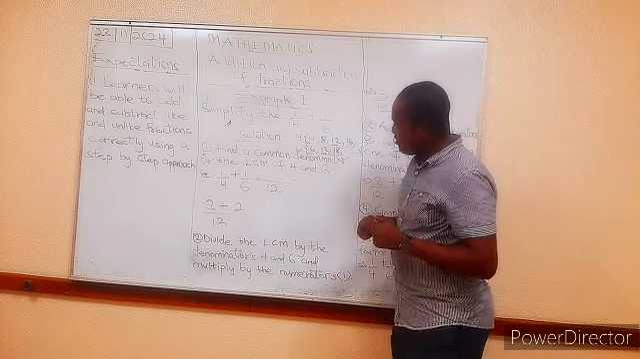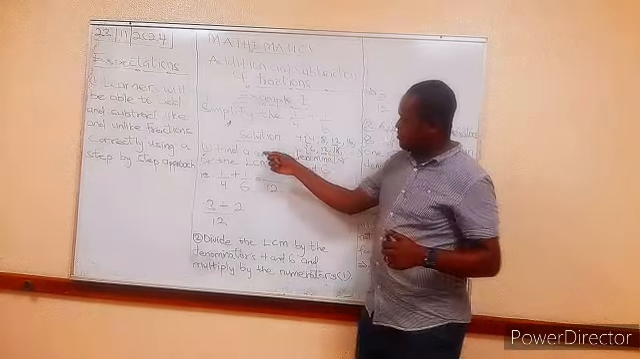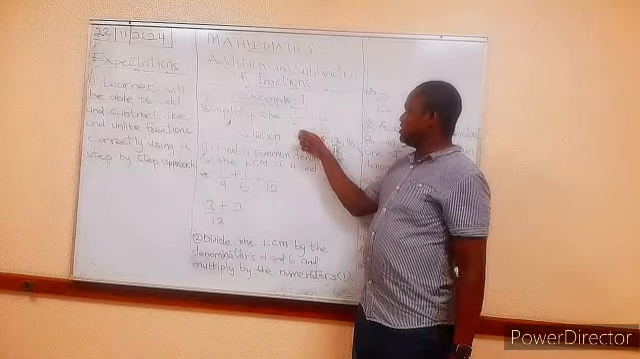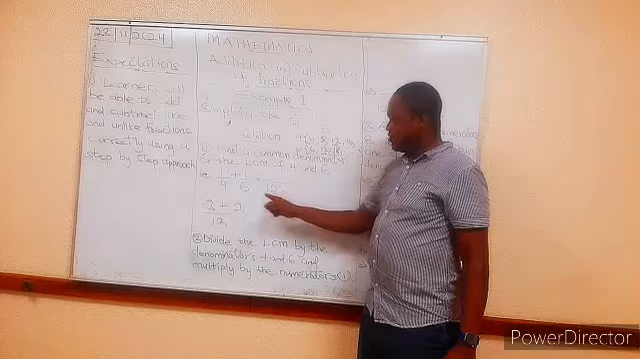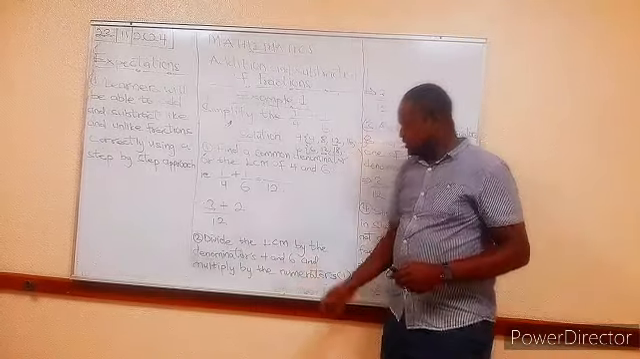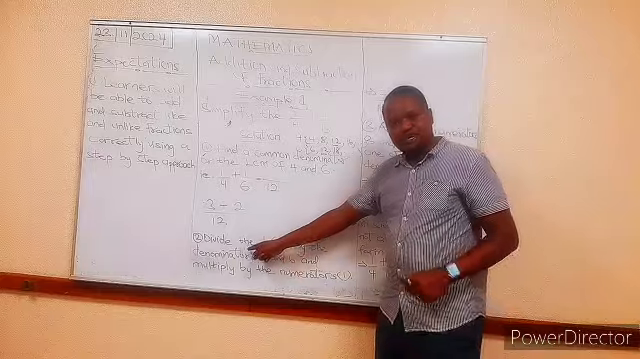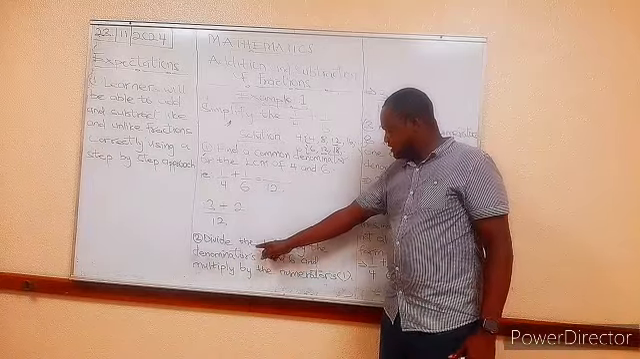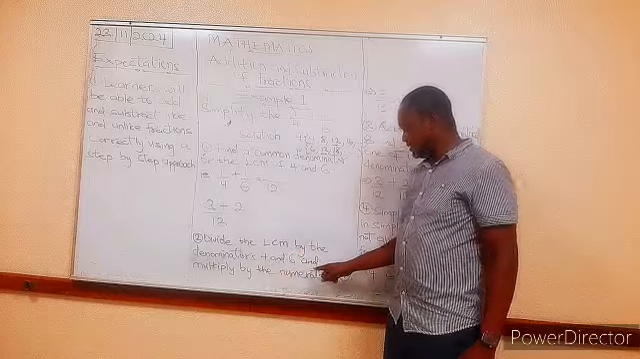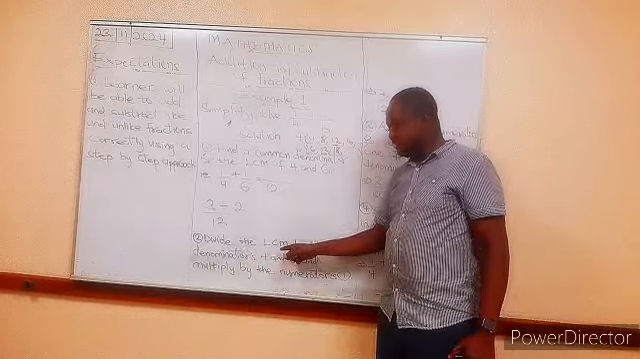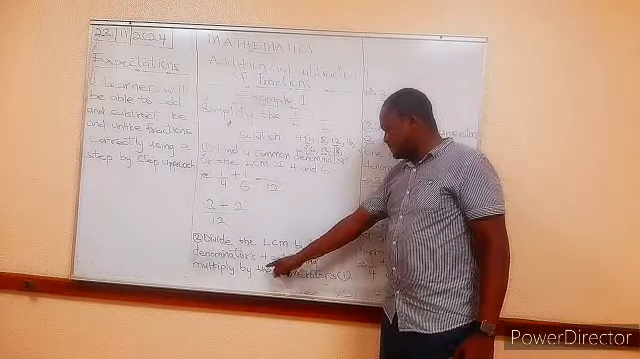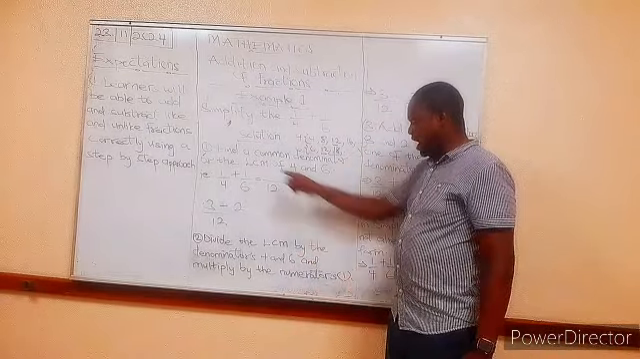So now, after we have done that, we have found a common denominator or the LCM of 4 and 6, which is 12. What do we do then? We go to step 2. Step 2 reads, now divide the LCM by the denominators 4 and 6 and multiply by the numerators 1.